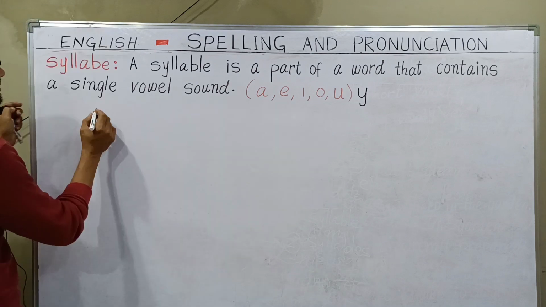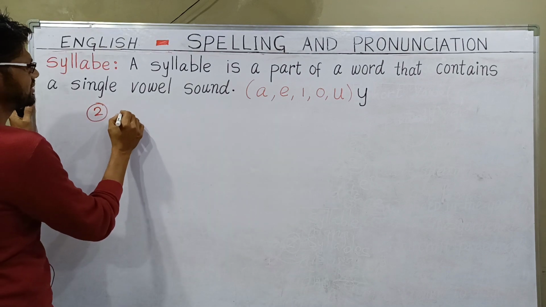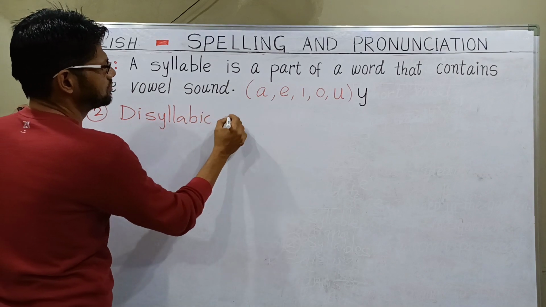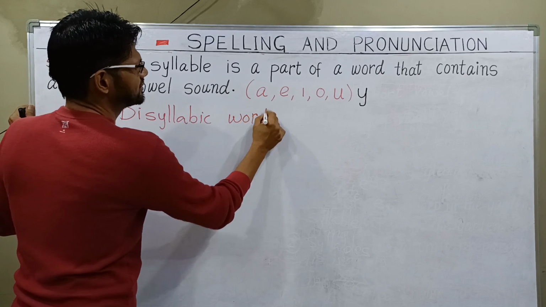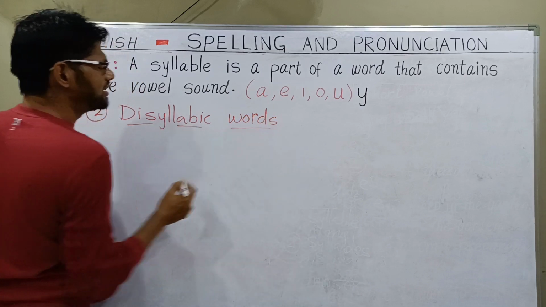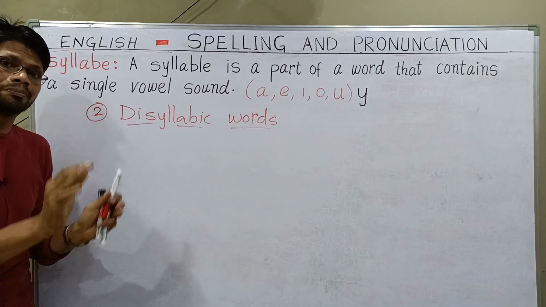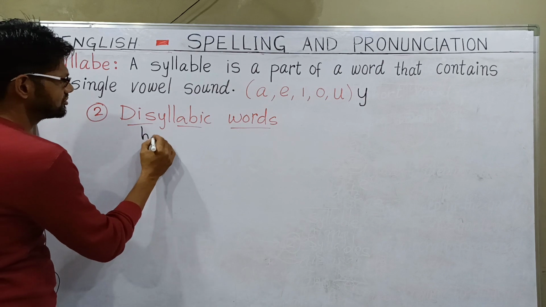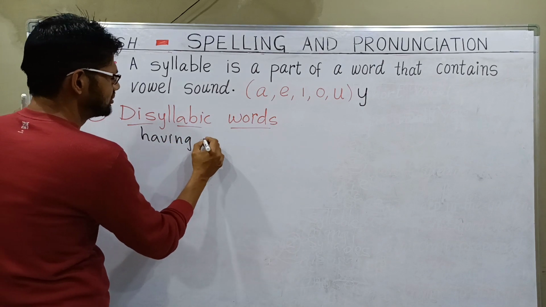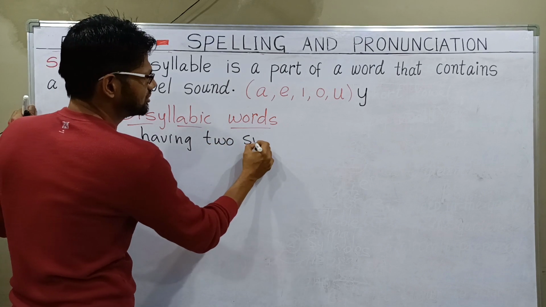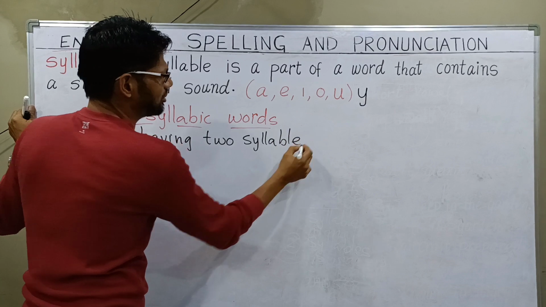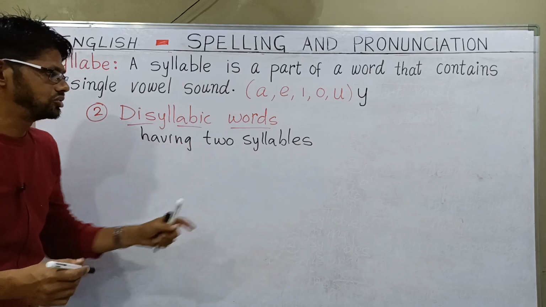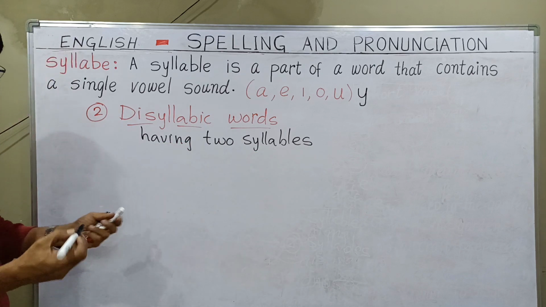Okay, monosyllabic word. Number two is disyllabic word. What is the meaning of disyllabic? Di means two, or bi, bi or di means two. So here, words having how many syllables? 2 syllables. Words having 2 syllables are known as bisyllabic or disyllabic. Syllable is 1, syllables is 2. So here we have many bisyllabic words.